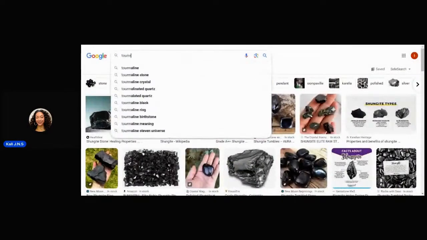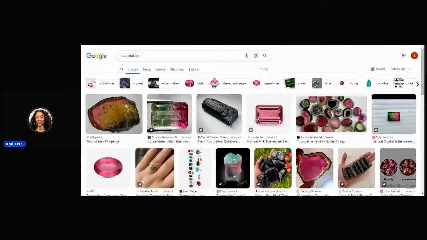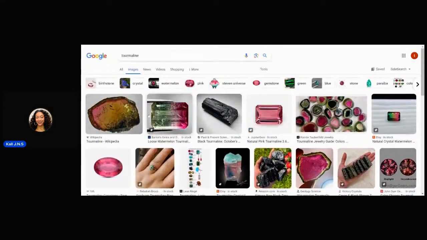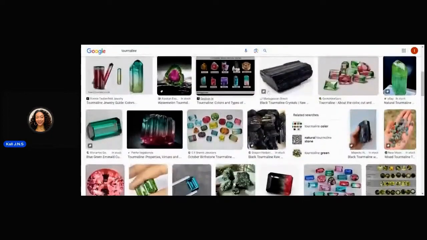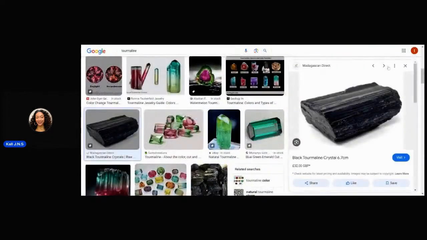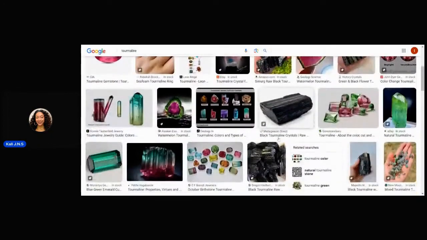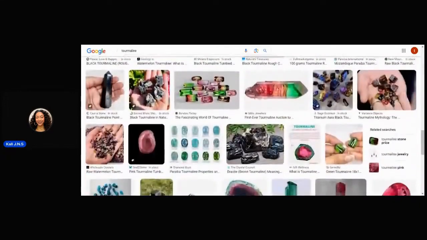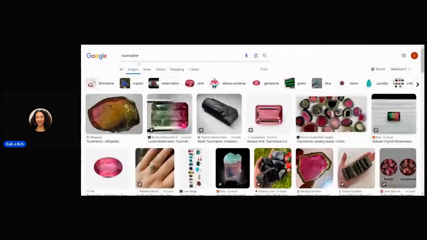Tourmaline as well blocks EMFs. They have different types of tourmaline too. Watermelon tourmaline. I usually just use black tourmaline. Black tourmaline is the best for EMF, for the negative green vertical line of the wave. Okay, that's the one that's detrimental to humans. Remember that. And so let's go back here.